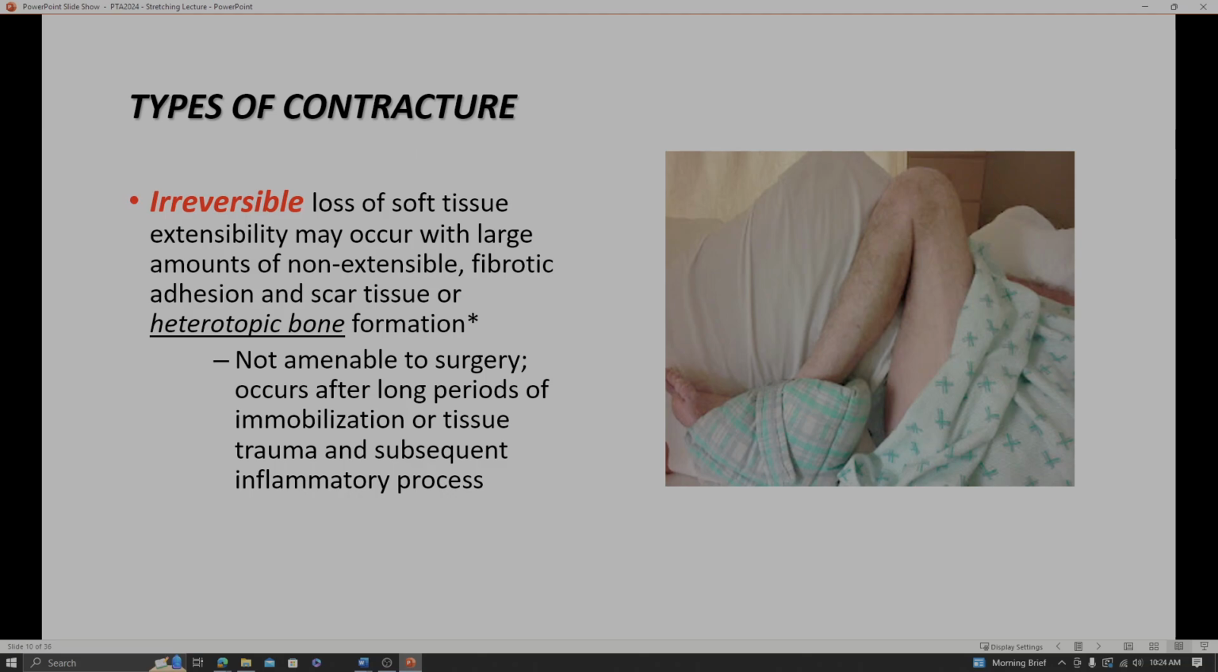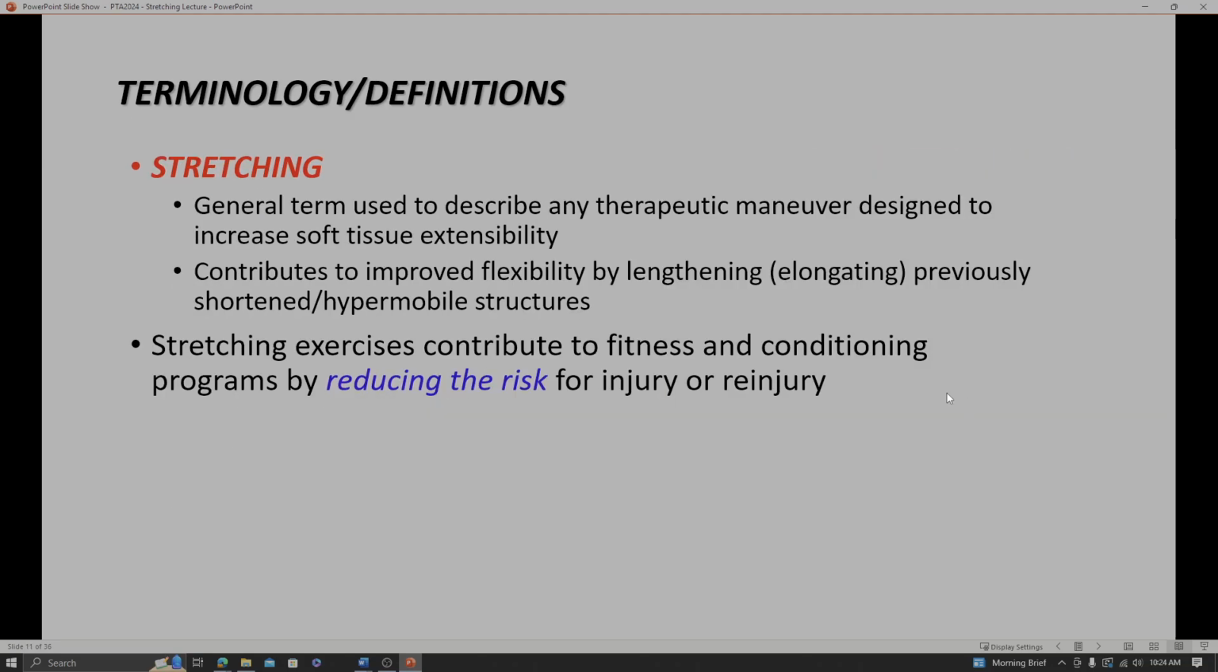The other part of this is going to be heterotopic bone formation, which we'll show in just a second, but really not amenable to surgery after a while because it really comes from a long time of immobilization or trauma or inflammatory process. Heterotopic bone formation is just abnormal bone growth in non-skeletal tissues. So you actually have osteocyte proliferation inside of the muscular or tendinous tissues or outside, or any other tissues really. It's bone being grown where it's not supposed to be, obviously.